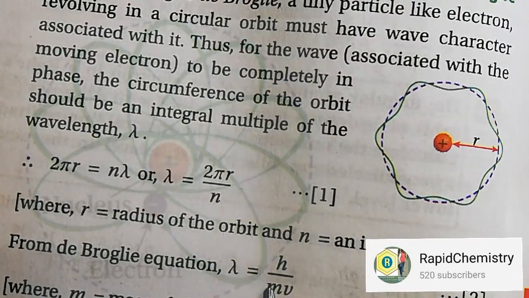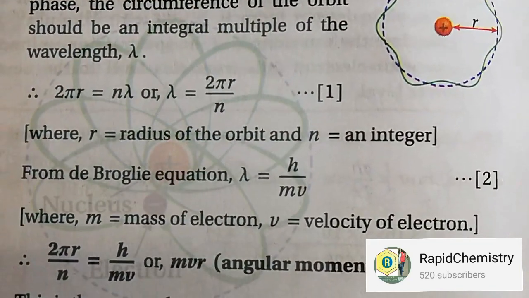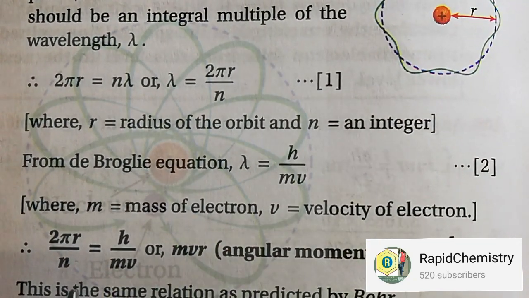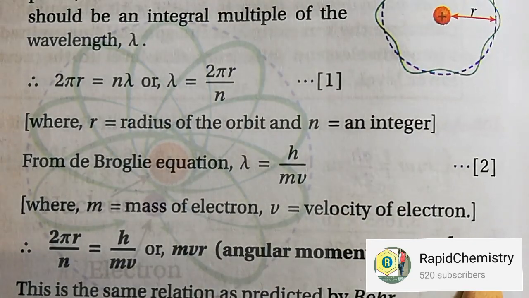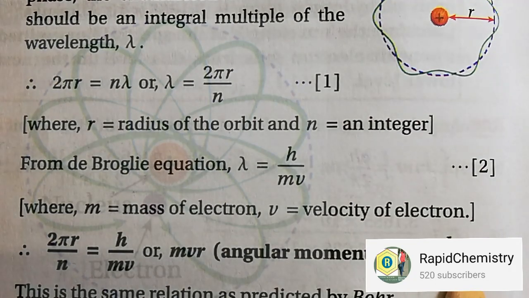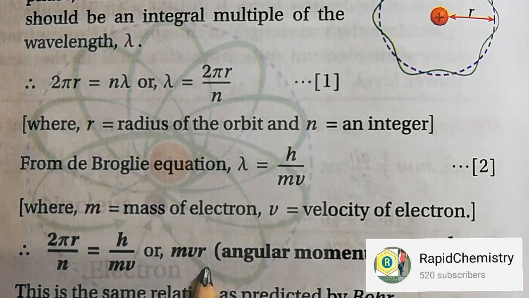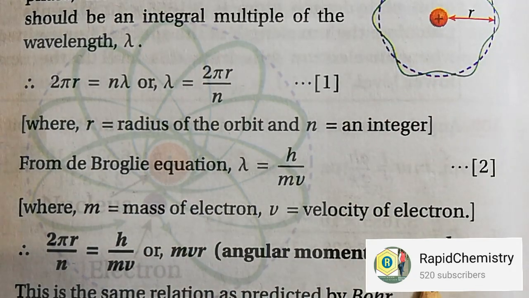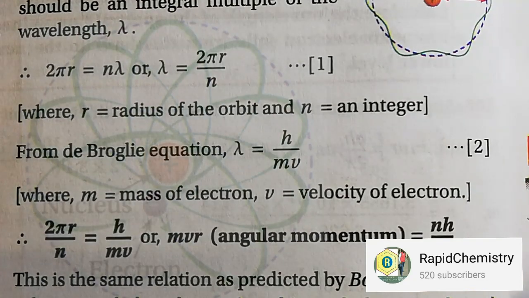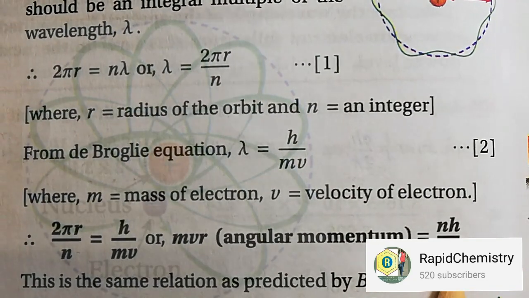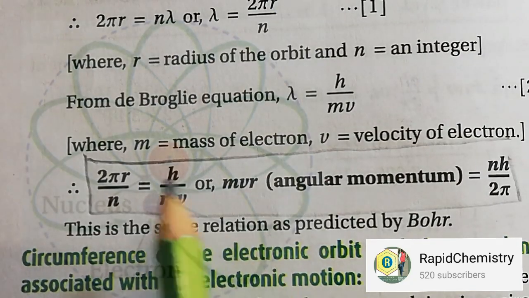From the de Broglie equation, lambda equals h by mv, and putting that in, we get 2 pi r by n equals h by mv, that is mvr equals nh by 2 pi. And that was there in Bohr's theory in the very first statement. Can you remember? The angular momentum of all the electrons revolving around the nucleus is nh by 2 pi. And that is predicted by Bohr, as it came here. So just write down the important point here.